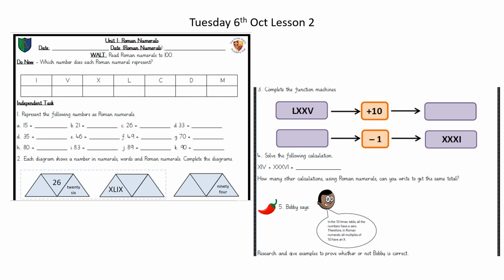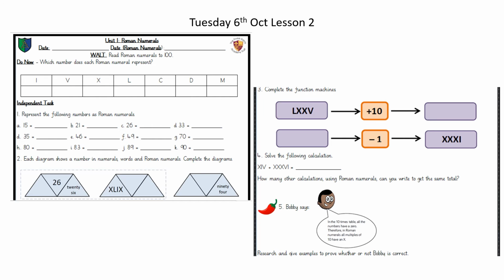So now I'm asking you to represent the following numbers in Roman numerals. I'll start you off. A, 15. 15 is made up of 10 and 5. 10 is X, 5 is V, so therefore 15 is XV. B, 21. I'll give you a hint. 21 is made up of 20 and 1.